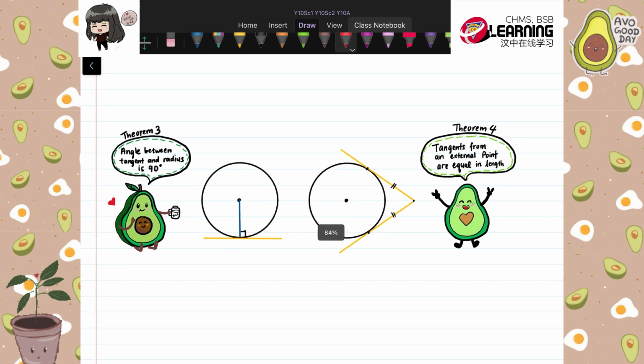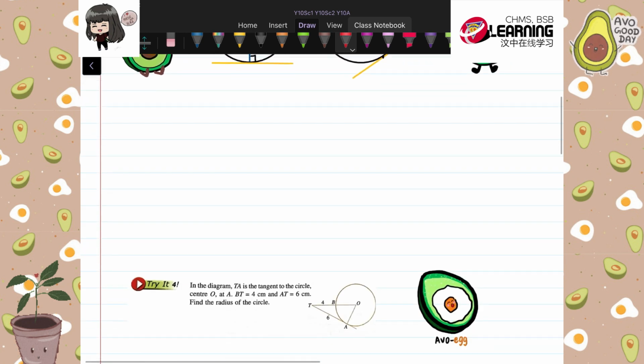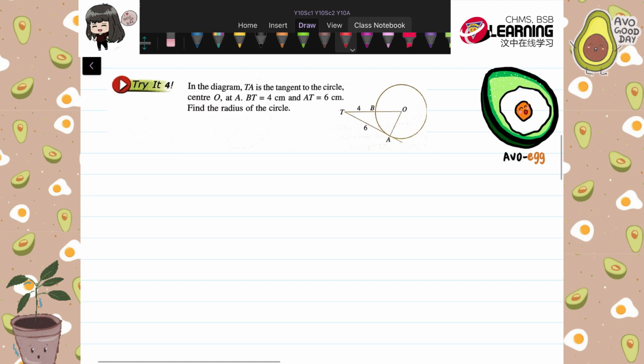Okay, so that's for Theorem 3 and Theorem 4. Let's go to try 4. Okay, let's go to try 4 and see what is the question. So try 4 in the diagram, TA is a tangent of the circle. Okay, this is a tangent, TA is a tangent to the circle center, or this is center also. Obviously this is radius, and BT equals to 4 cm, AT is 6 cm. Find the radius. Okay, so radius is OB and OA, both are also radius, same radius. So this one, okay, R, this one is R.